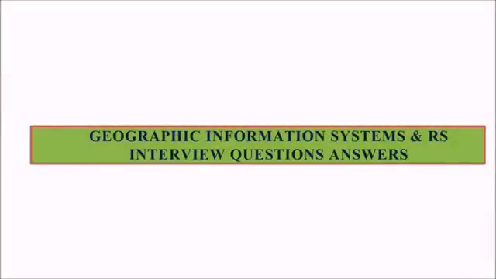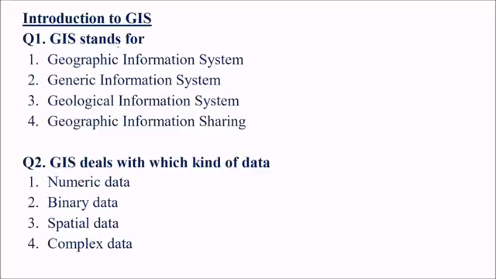So let us take some geographic information system, GIS, and remote sensing and GPS, various assorted type of questions. So let us start first. GIS stands for what? Geographic information system or any other? Any other you can guess? The answer is A, geographical information system.